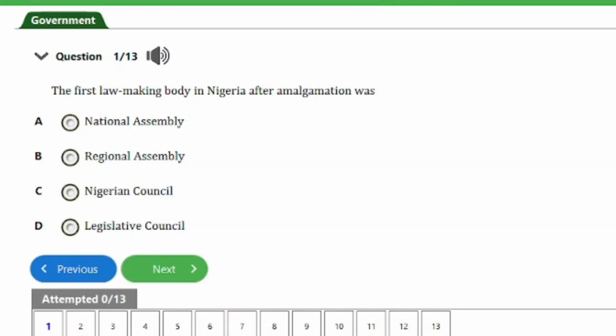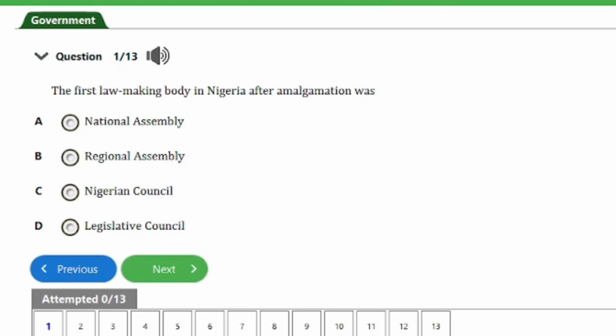In today's video on our JAMB Government Exam Revision Series, we have here these 13 questions to answer on the topic Institutions of Government in the Post-Independent Nigeria. So guys, here in this video, we'll consider the legislature. So ensure to stay till the end of this video as this is a very important one. Let's go ahead and start with the first question here.